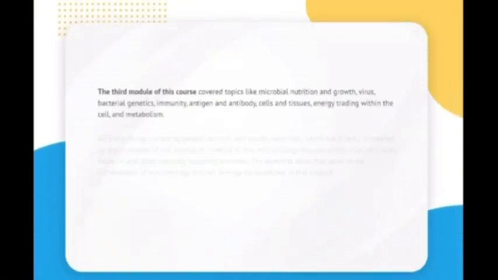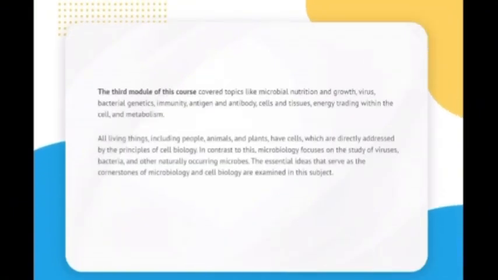The third module of this course covers topics like microbial nutrition and growth, virus, bacterial genetics, immunity, antigen and antibody, cells and tissues, energy trading within the cell, and metabolism. All living things, including people, animals, and plants, have cells, which are directly addressed by the principles of cell biology. In contrast to this, microbiology focuses on the study of viruses, bacteria, and other naturally occurring microbes. The essential ideas that serve as the cornerstones of microbiology and cell biology are examined in this subject.